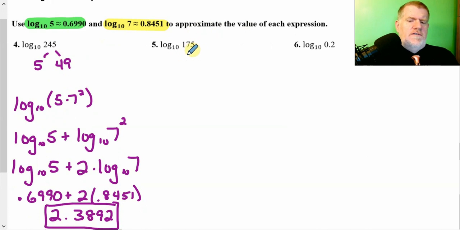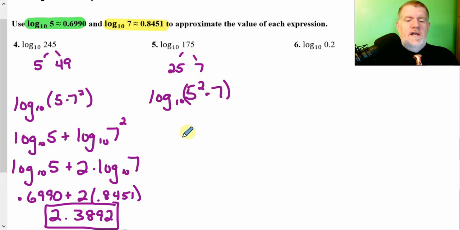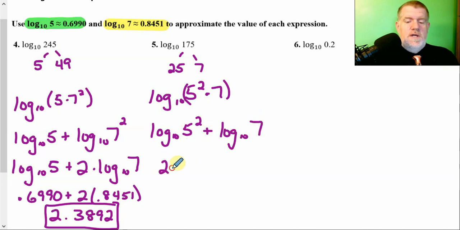So 175. Let's see, how does that break up? Oh, that's just 5 times, oh, even easier. Think of it as quarters. It's 7 25s. So same thing here, except now my square is going to be with the 5. It's 5 squared times 7. And if I multiply, I add. And I have a power, so I multiply.